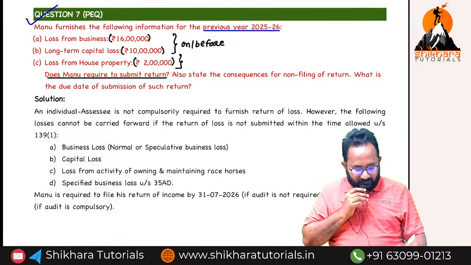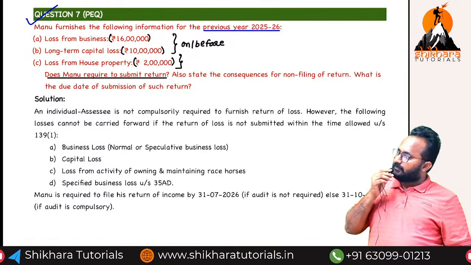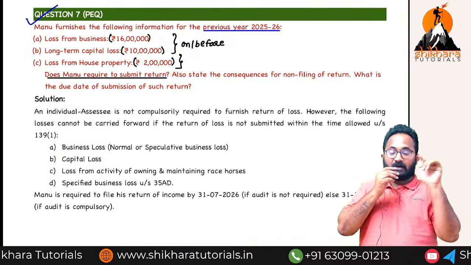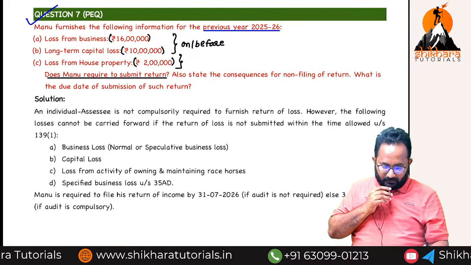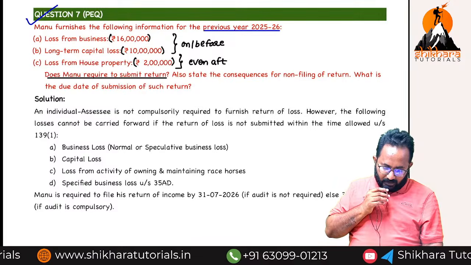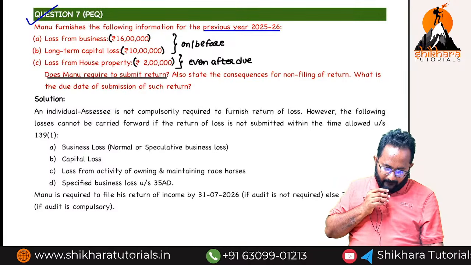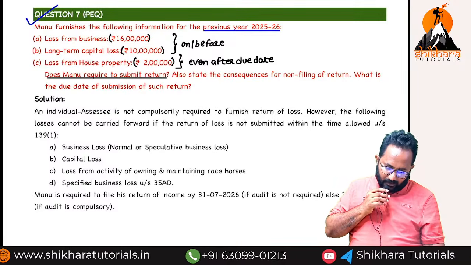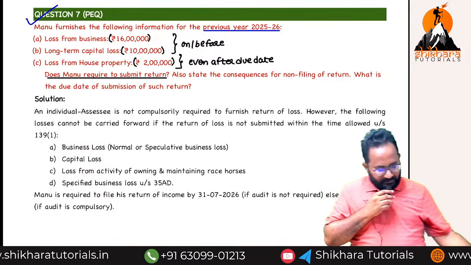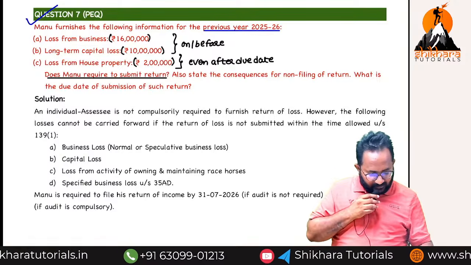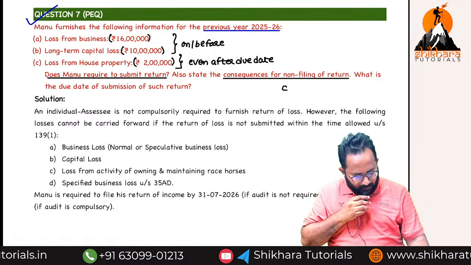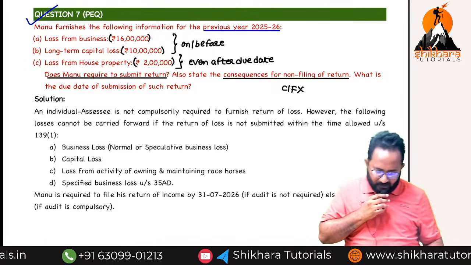But we have 2 losses. What are the 2 losses? House property loss, unabsorbed depreciation. You can file the loss return after the due date also, but loss return filing is mandatory, even after the due date. So next, what are the consequences of not filing the return? You are unable to carry forward these losses to the next year.